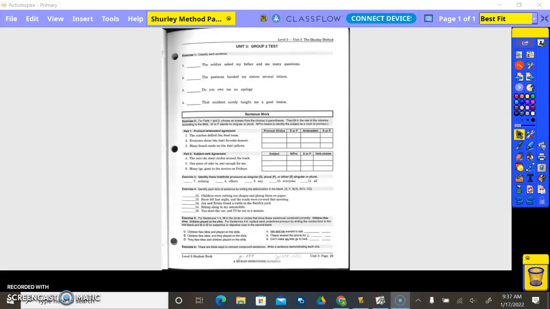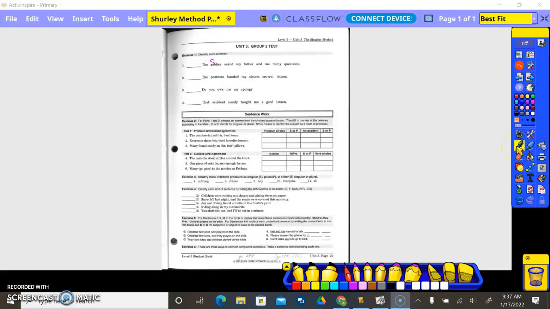The soldier asked my father and me many questions. Who asked my father and me many questions? Soldier. Subject. Noun. What is being said about the soldier? Verb. Asked what? Questions, right? Or are questions the same thing as soldier? It's the direct object. Ask becomes the verb transitive.